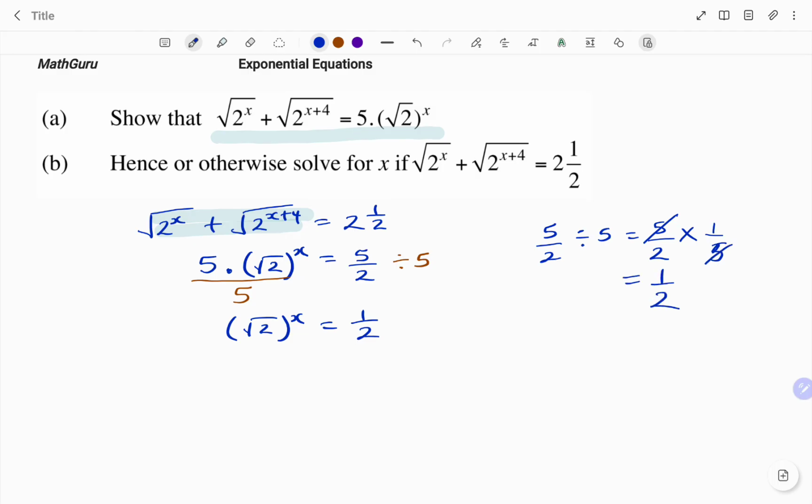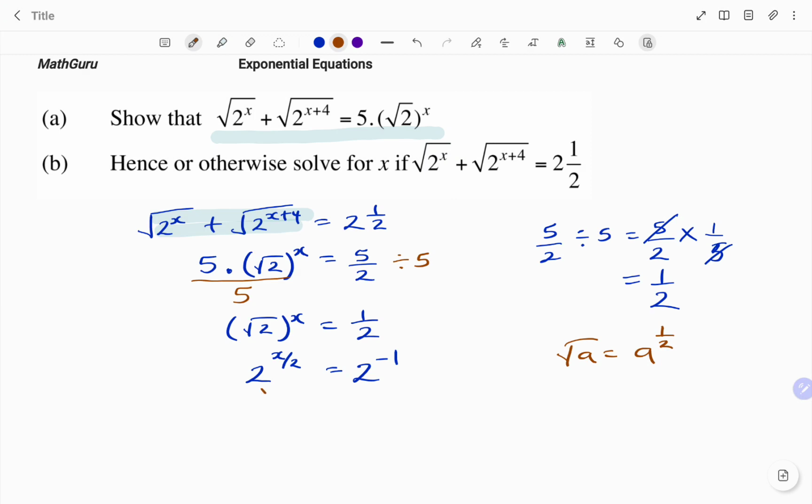The next step, I'm going to rewrite my surd form in rational exponent or in exponential form. So that will be 2 to the power of x divided by 2. Note that root of a in exponential form is the same as a to the power of a half. So therefore, that's equal to, then I'm going to rewrite my 2 here in exponential form. So that's going to be 2 to the power of -1, that's a negative exponent.